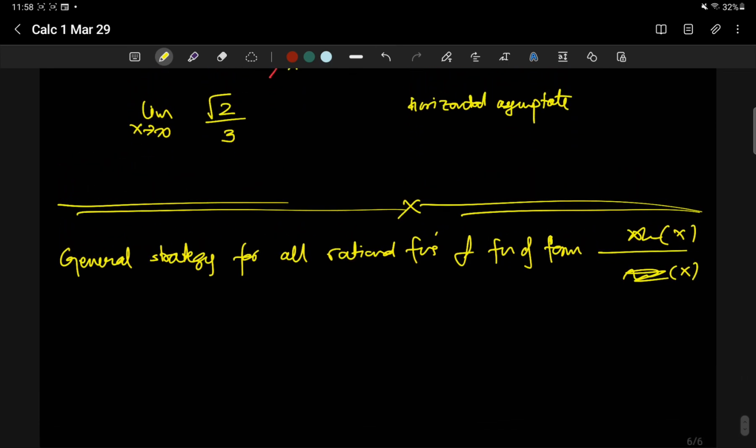Okay, gonna end this video here, so it's not a very long video. Next video, we are gonna generalize this particular strategy and look at some other examples of finding limits at infinity.